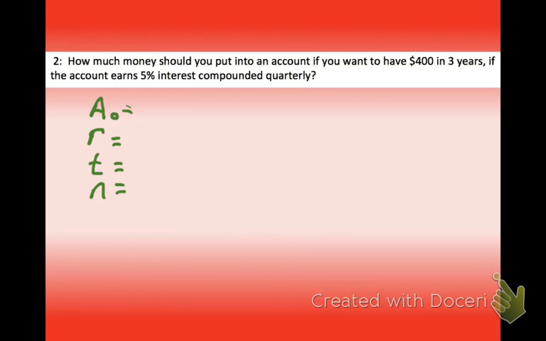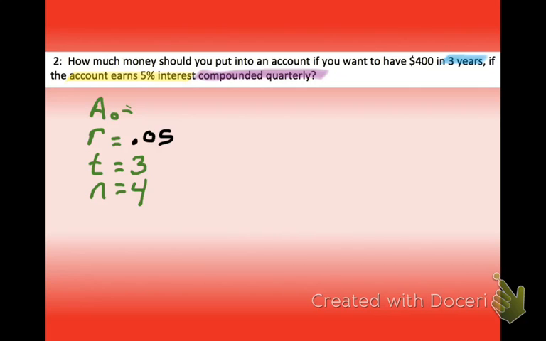So right away I see that the account earns 5% interest. So my rate is going to be 0.05 because that's 5%. I see a time up here, which is 3 years, so that's going to be my time, which is 3. And then I also see that down here it says it is compounded quarterly. Well, quarterly means that's 4 times per year, so n is going to be 4.